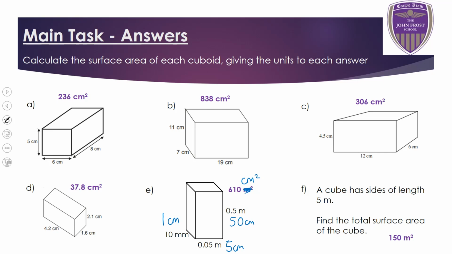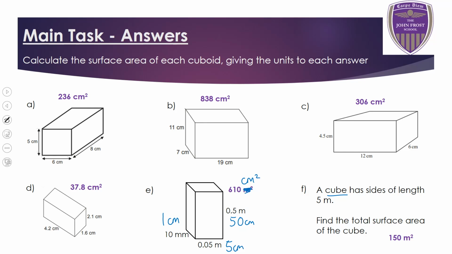And then question F, I didn't give you a diagram. I told you it was a cube. A cube is basically a 3D square. So all I've said is the sides have a length of 5 meters. It's still got 6 faces, but the difference is all 6 of the faces are the same.